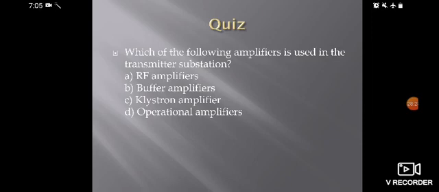So, which of the following amplifiers is used in the transmitter substation? The options are: the first one is RF amplifier, the second one is buffer amplifiers, the third one is Klystron amplifiers, and the fourth one is operational amplifiers. So the answer is C, that is Klystron amplifiers. So Klystron amplifiers are used in the transmitter substation. Okay.